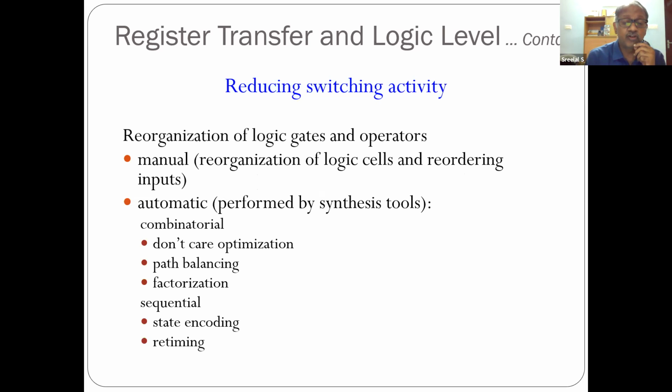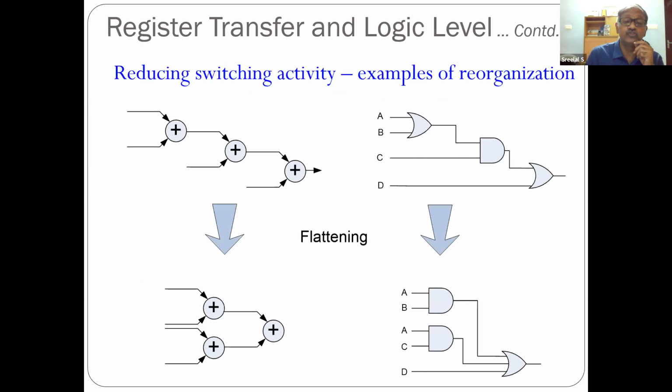Then reorganization of logic gates and operators is another method. That is, manual reorganization is possible. Automatic reorganization, which can be performed by synthesis tools, is also possible. So these are various techniques which can be employed, with the aid of tools also, in order to reduce the switching activity. These are two examples of reducing switching activity. For example, the full adder circuit as given on the left side can be implemented by using the circuit on the bottom, which reduces the number of levels.